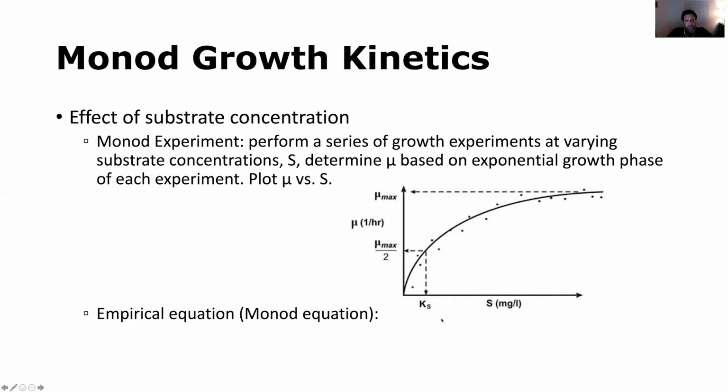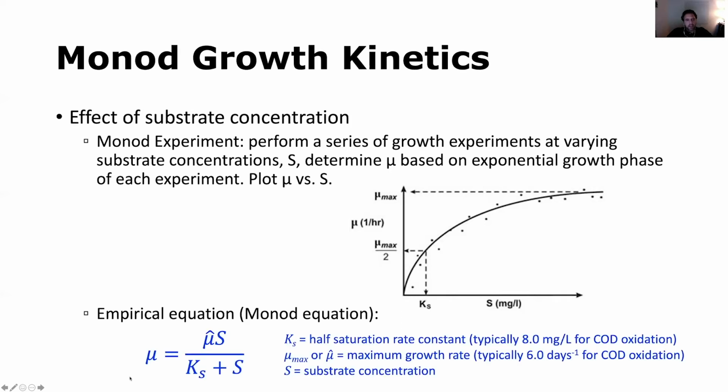All right, so this empirical equation, which is called the Monod equation, looks like this. It's mu equal to mu hat, which is mu max, multiplied by S, the substrate concentration, divided by the half saturation rate constant plus the substrate concentration. That is the Monod equation, and we're going to be seeing that a little bit later when we work through the modeling equations for activated sludge.